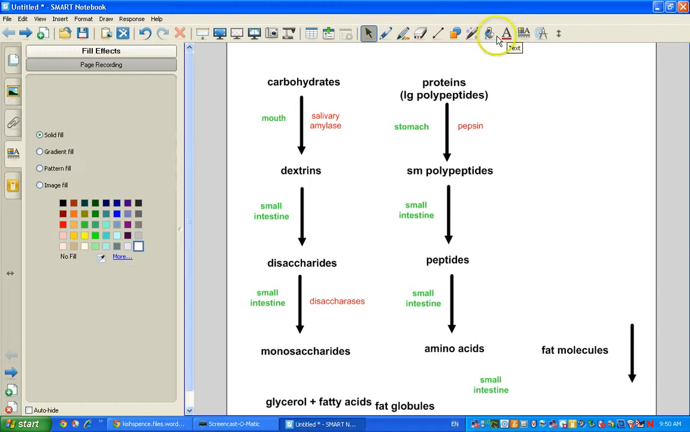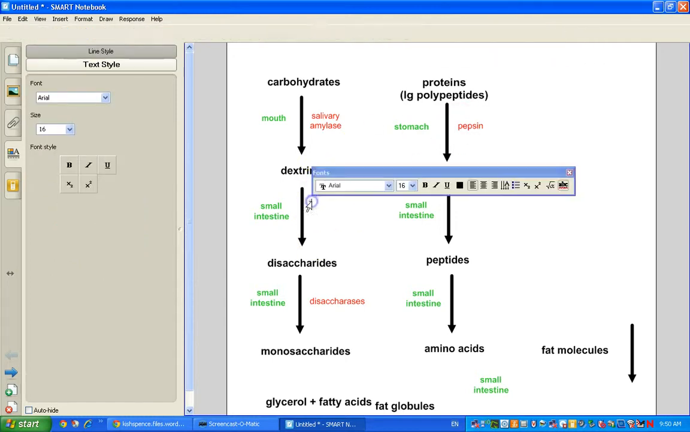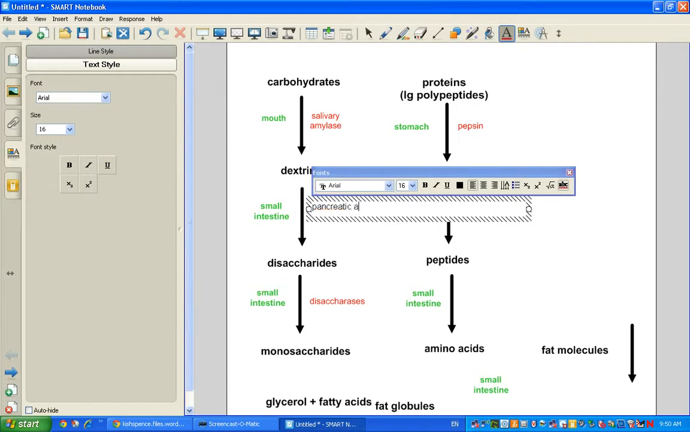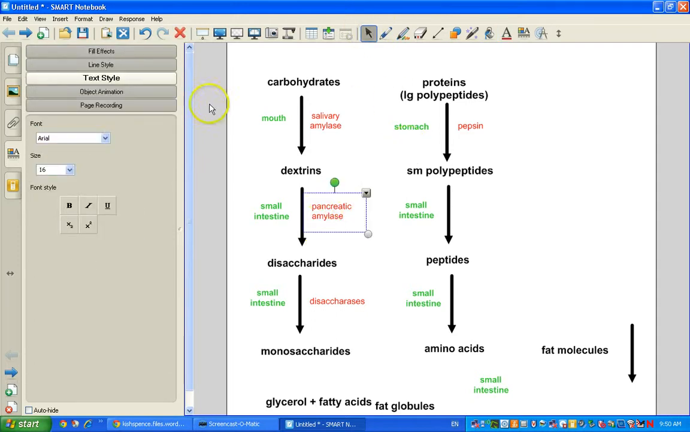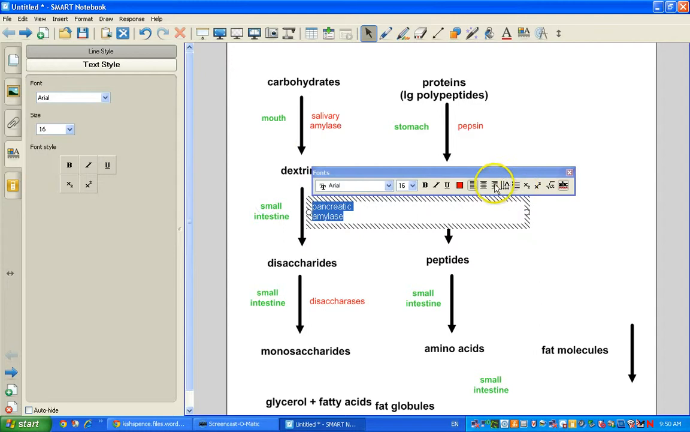Disaccharases. Okay, well, something has to act in here. Now, was there any other amylases, maybe? Amylase from the pancreas. That's right. Pancreatic amylase. I should have done this, having a list of the enzymes so you could drag and drop them, but maybe another video. Not for this one. Okay. It's being finicky.